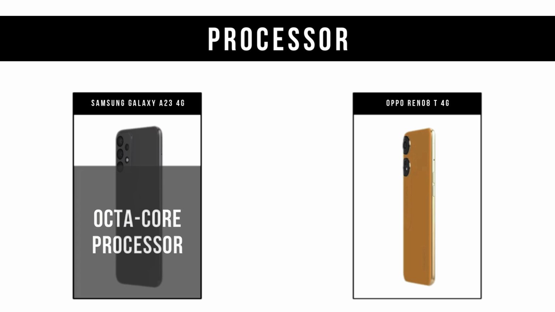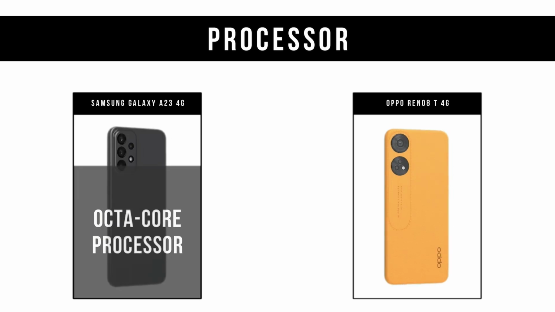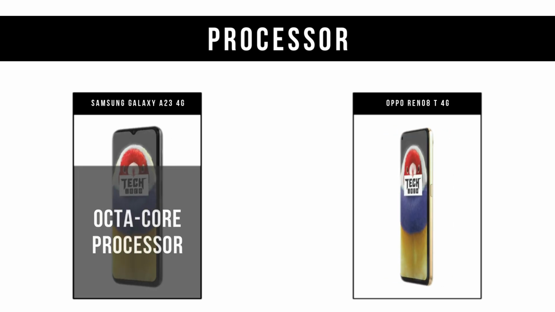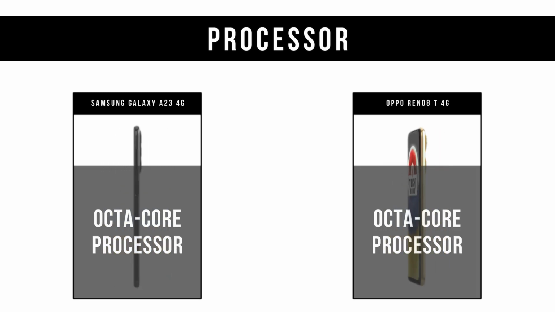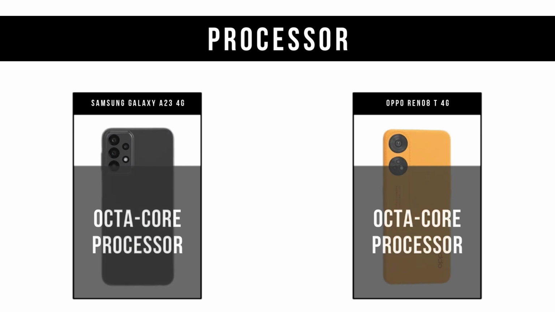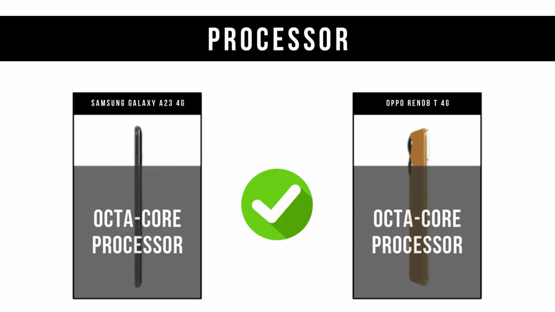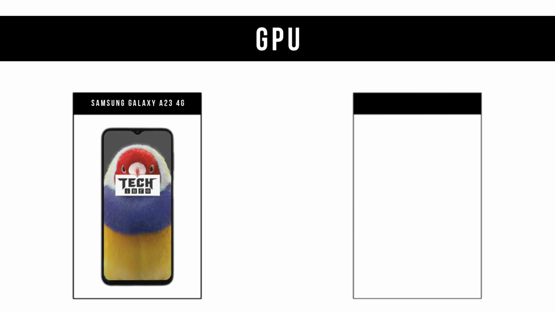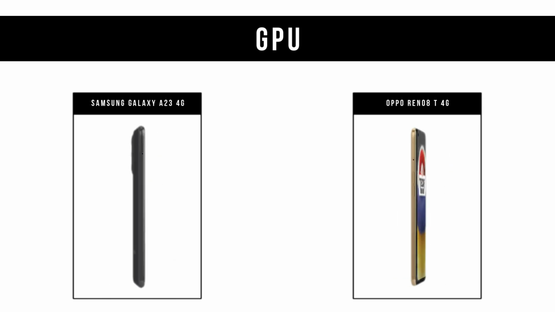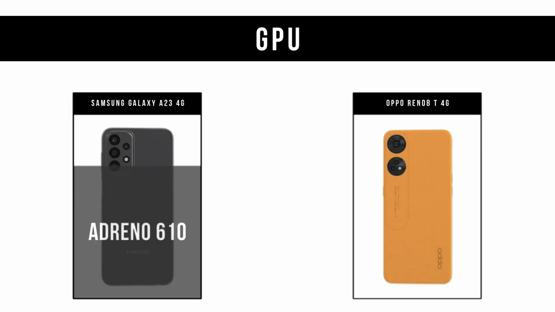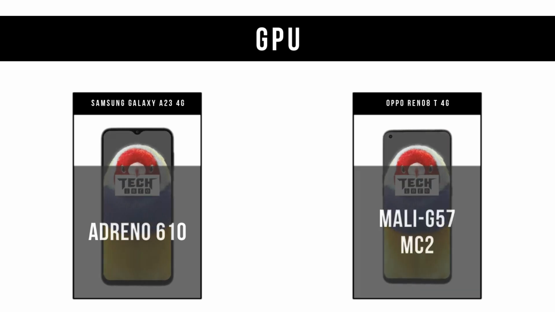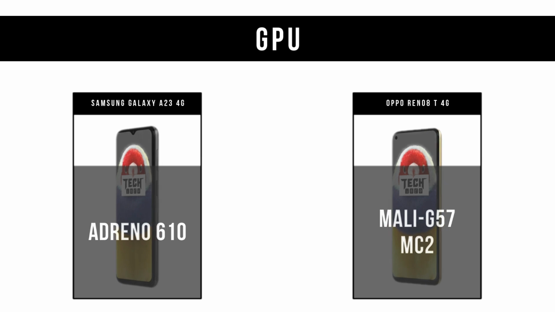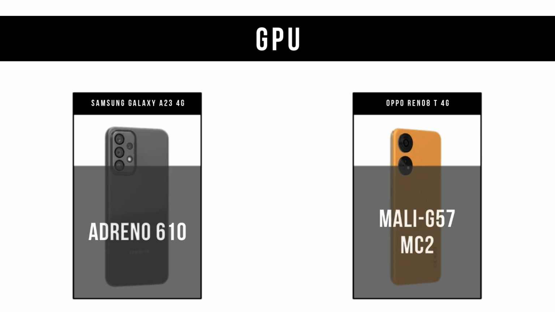Processor. Samsung Galaxy A23 4G is octa-core processor. Oppo Reno8 4G is octa-core processor. GPU. Samsung Galaxy A23 4G is Adreno 610. Oppo Reno8 4G is Mali G57 MC2.